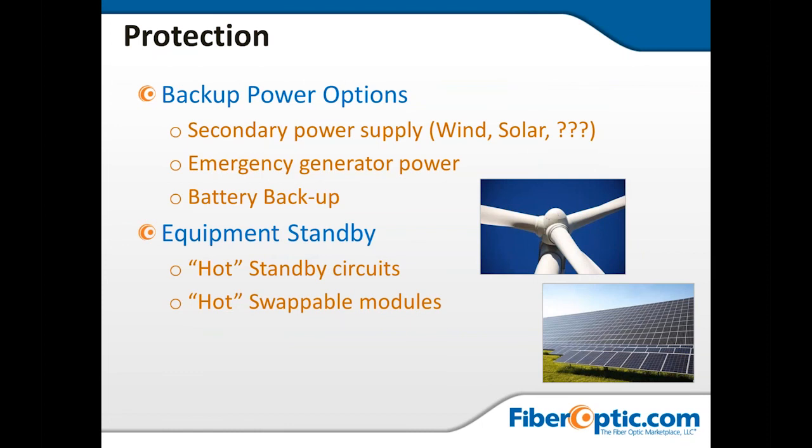Lastly, backup power supplies. Do you want to have backup secondary power, wind or solar maybe, or just go ahead and go with the standard backup generator, or battery backup if you're operating mostly on DC? And equipment standbys. Are we going to have circuits that have hot swappable modules, or are we going to have to take down our circuit to do a swap of a module? Hot swappable, of course, means that we can remove a module and replace it without taking down the entire link. So those are some of the questions that you want to ask when you start looking at your equipment needs and your choices.